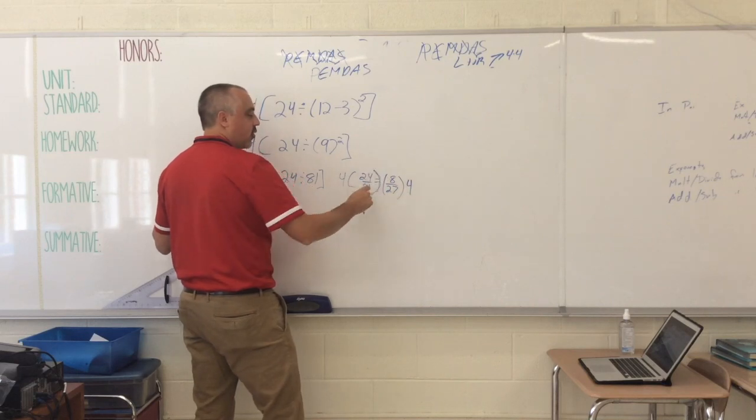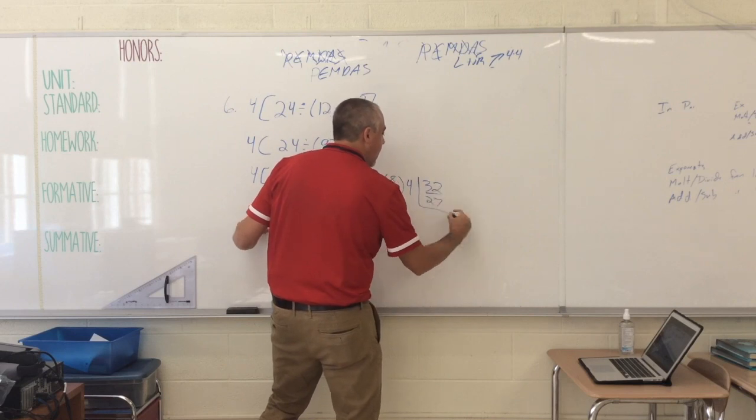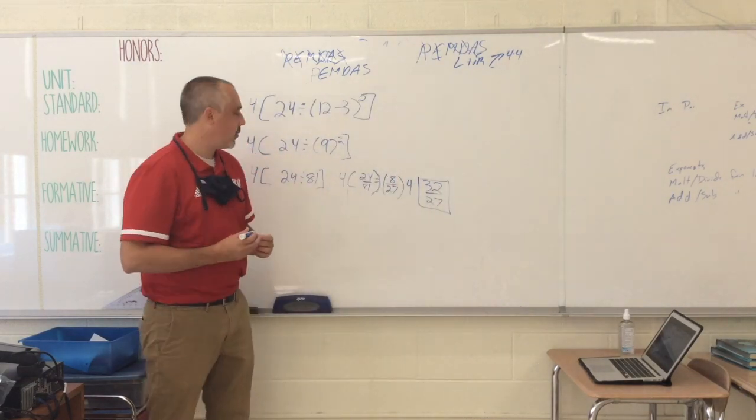You can always switch the order of multiplication. And in this case, you'll get 32 over 27. And I can leave my answer like that. I don't have to simplify it.